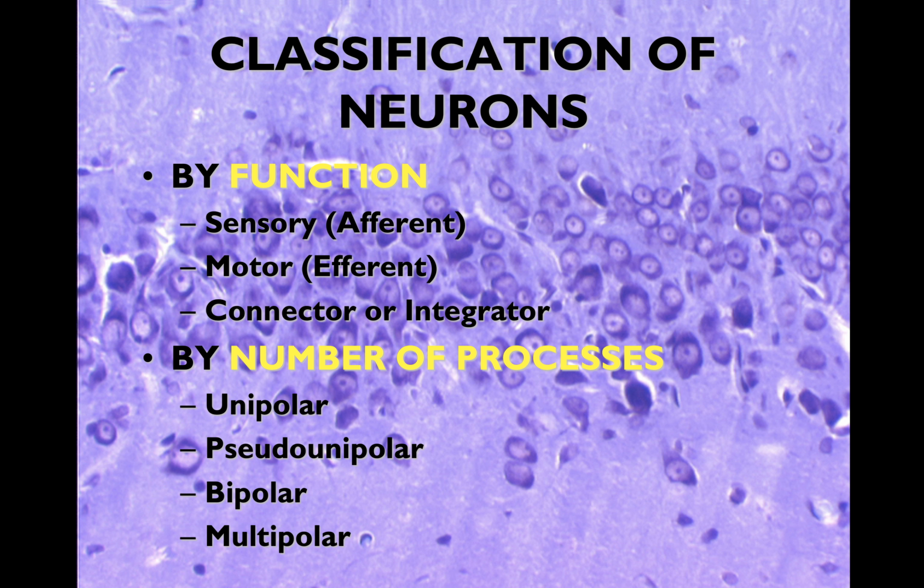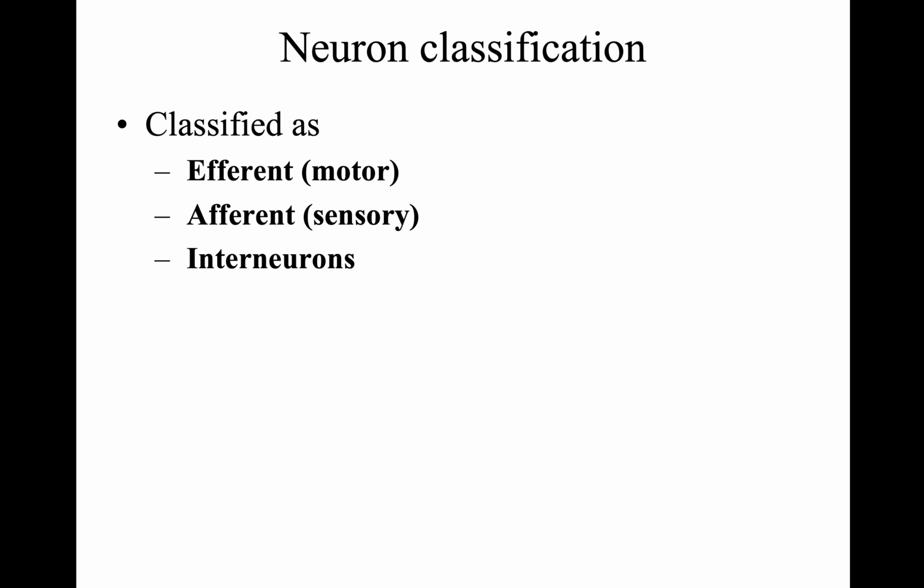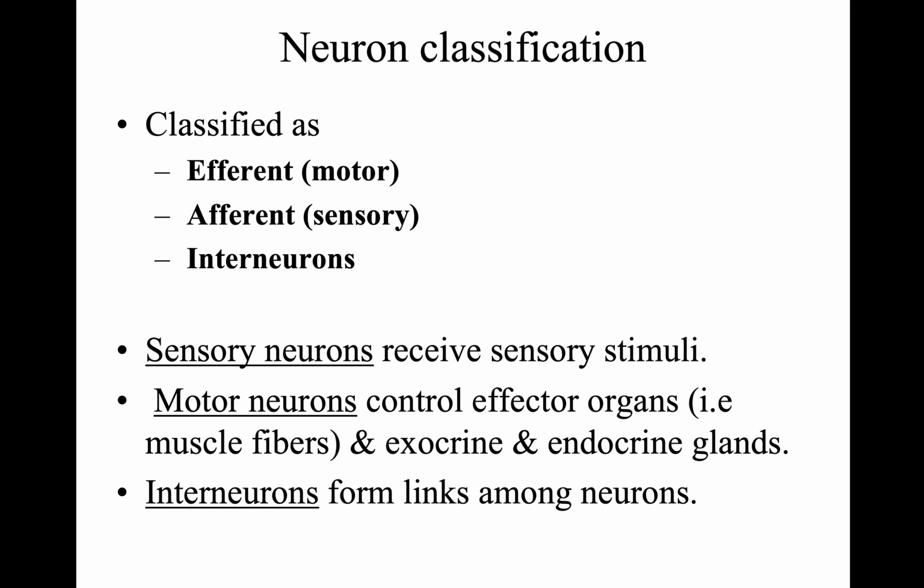Another classification is based on the number of the processes. Each neuron has only one axon, but it could have one dendrite, multiple dendrites, or sometimes no dendrites. So, as I said, based on the function, we have afferent, efferent and interneuron. The sensory receives sensory stimuli, the motor controls the effector organs and the exocrine and endocrine function, and the interneuron forms the link.